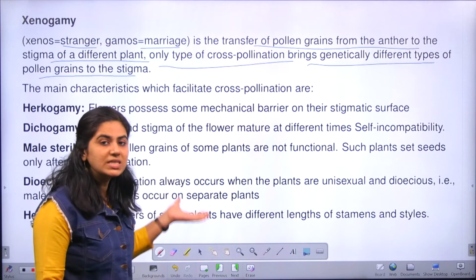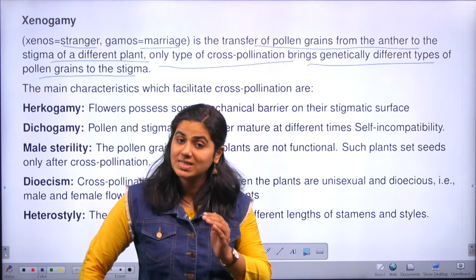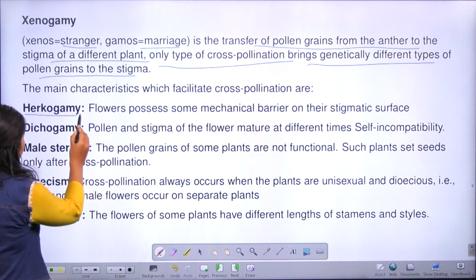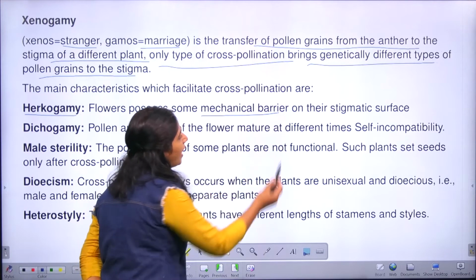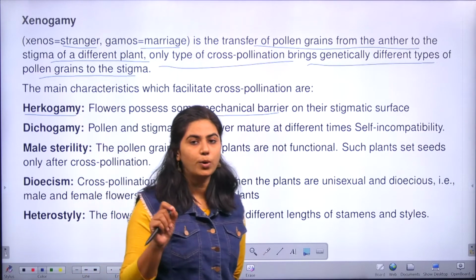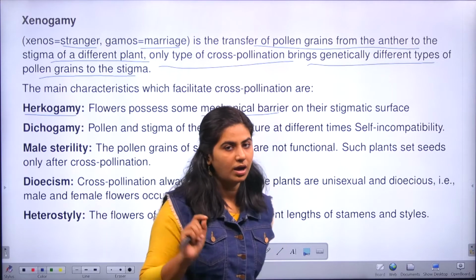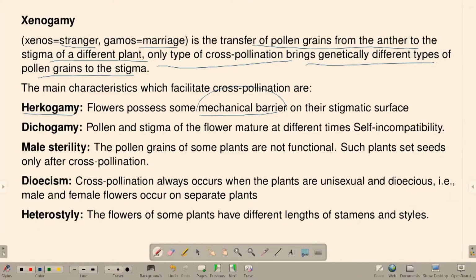And these kind of flowers have their own mechanism to prevent self-pollination. The methods are Heterogamy. In Heterogamy, what they do is they have a mechanical barrier between their stigma and the anther, so that the pollen grains from the anther never comes and sits on the stigma. So they have a mechanical barrier, and that method is called Heterogamy.